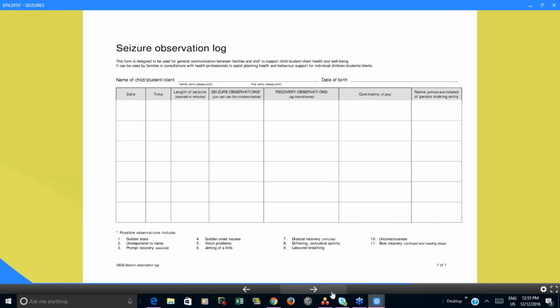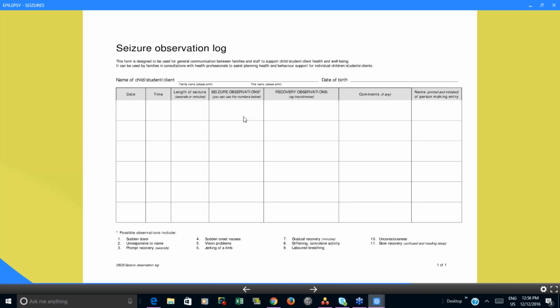So there's an example here. So it's a seizure observation log. Again, you write the date, the time, the length of the seizure in seconds or minutes, the seizure observations. So what did you actually observe? Was it staring? Whether they're unresponsive? This particular form uses a coding down the bottom, but sometimes people will just describe it.